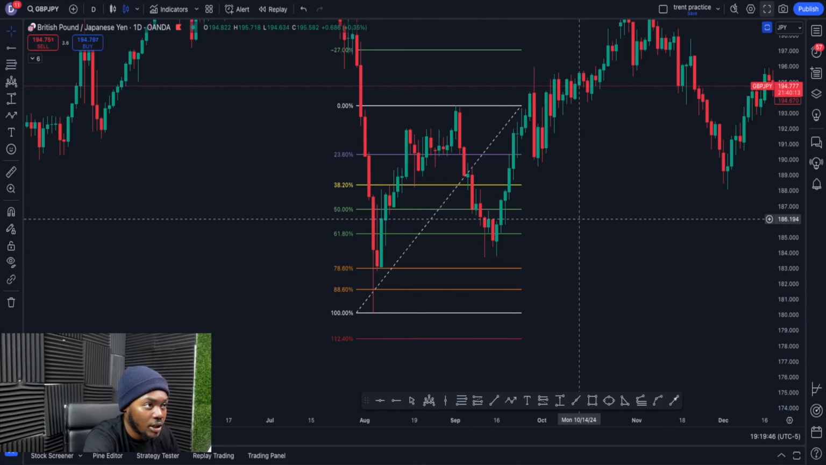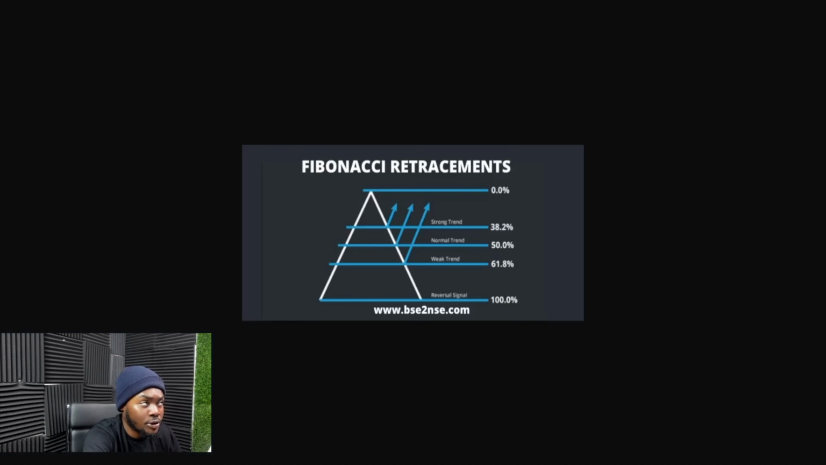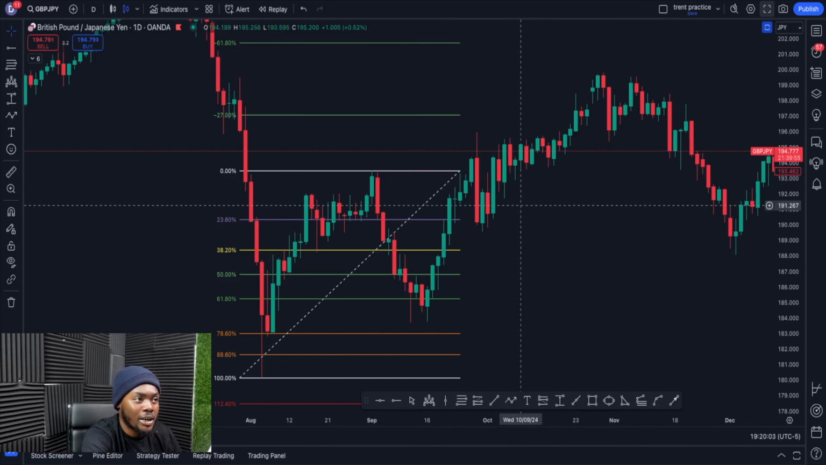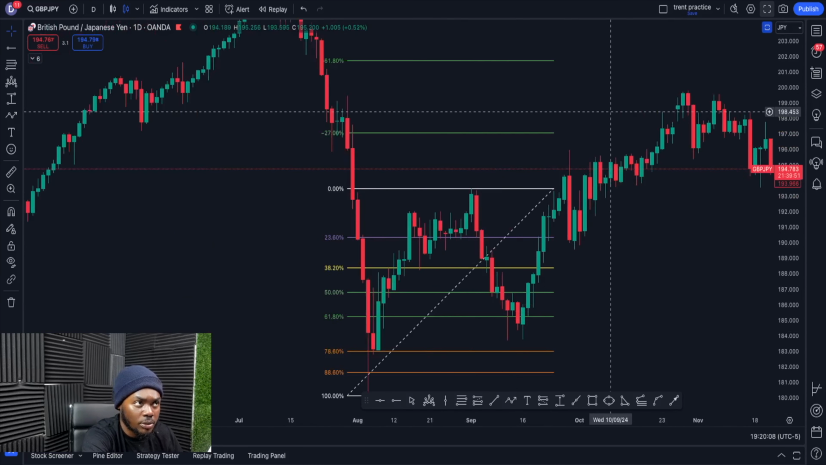And as we can see in this example, the market retraced to the 61, which would be considered a weak trend in a sense. I almost said normal. Normal would be the 50%. Once the market retraces all the way to the 61, it's considered that the trend may be getting weaker. So in this instance, obviously, market continued to push up.